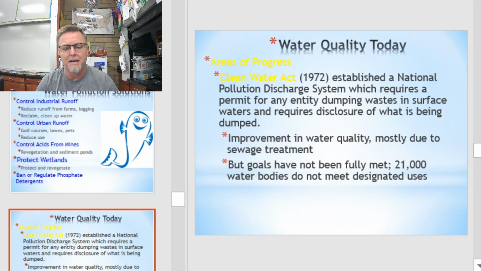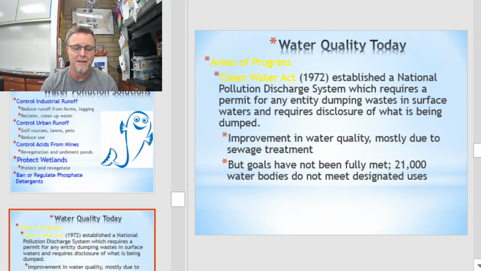Let's finish today by looking at what our water quality is like today, and then a couple of laws that have been passed to help protect our water. So, areas of progress. The Clean Water Act in 1972 established a national pollution discharge system which requires a permit for any entity dumping waste in surface waters and requires disclosure of what's being dumped. At the end of the day, this improved water quality dramatically, mostly due to sewage treatment. The goals have not been fully met, though.